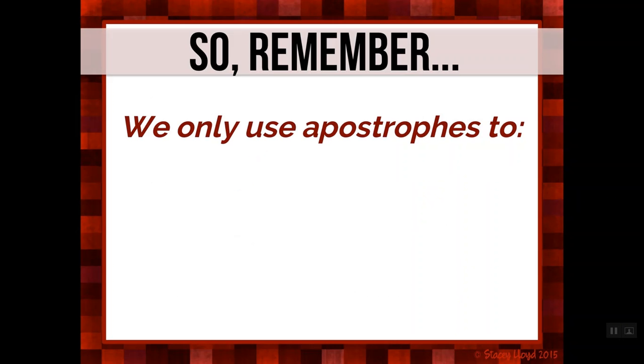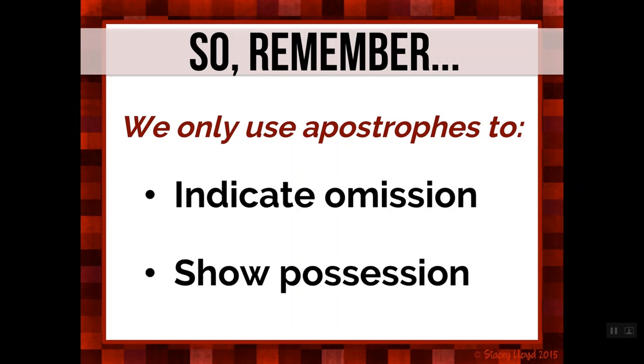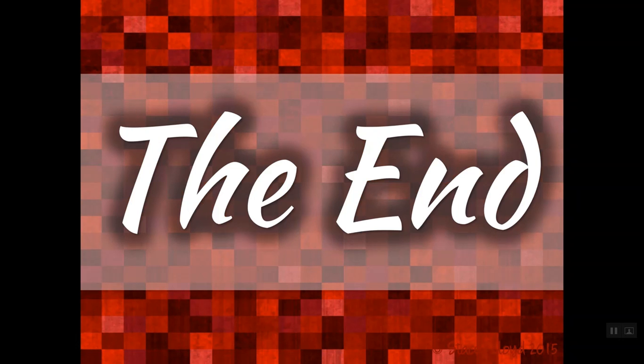So we only use apostrophes to indicate omission, like don't, or government with GOV apostrophe T, or show possession, like this computer, or my, let's see, what would I say? My computer's keyboard, apostrophe S for that, yeah. The end.